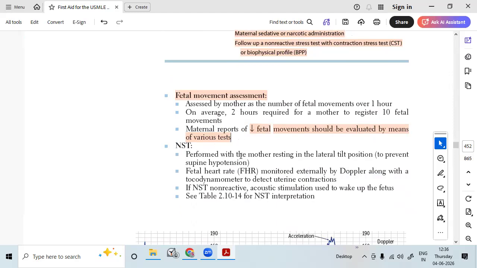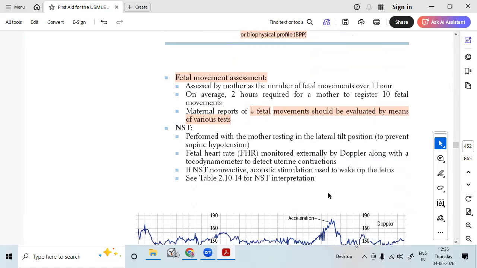NST is performed with the mother resting in the lateral tilt position to prevent supine hypotension. Fetal heart rate is monitored externally by Doppler along with a tocodynamometer to detect uterine contractions. If the non-stress test is non-reactive, acoustic stimulation is used to wake up the fetus.